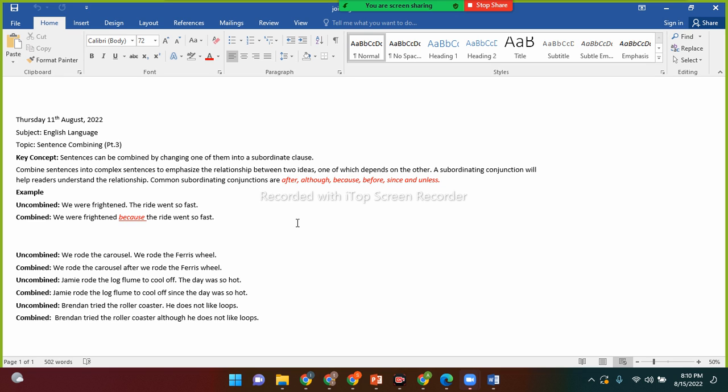That is a simple sentence and it's very short. But if we want to increase the length of a sentence, we can combine two sentences into one. So instead of saying "we were frightened, the ride went so fast," we can say "we were frightened because the ride went so fast." What that does for us is increase the length of the sentence. All right. So if you want to have different variation in sentence length, that's one of the reasons why we combine sentences.